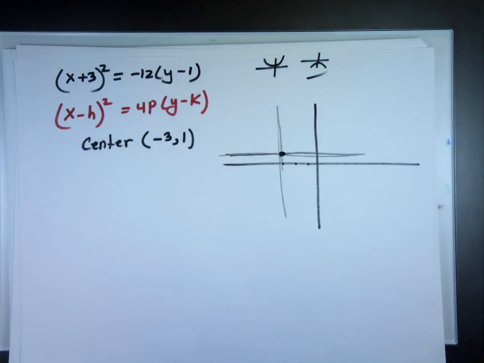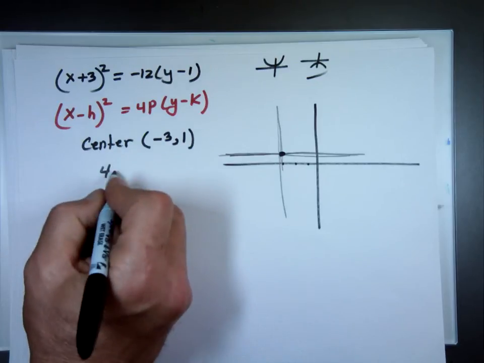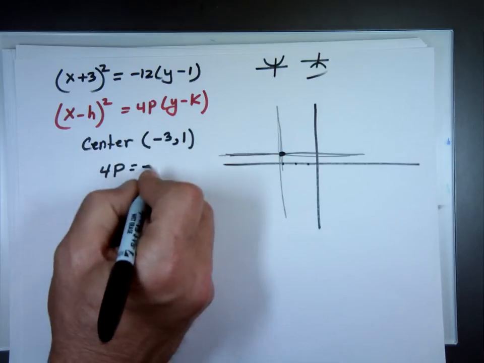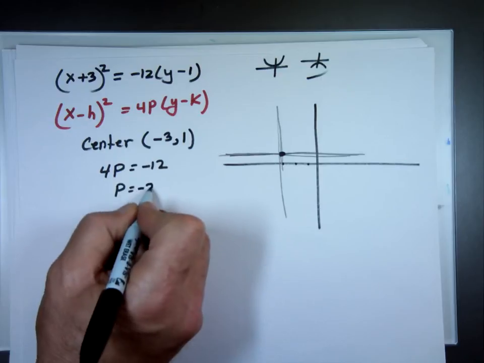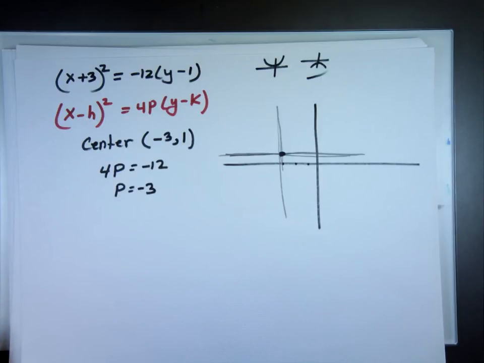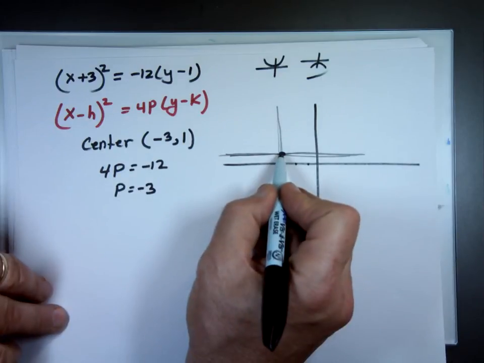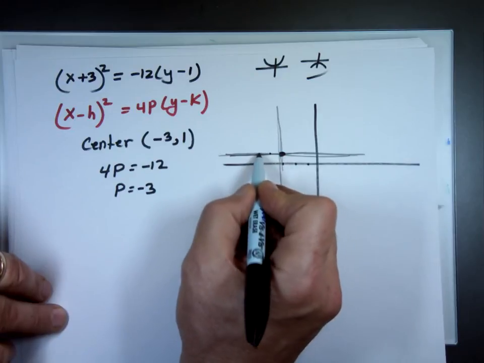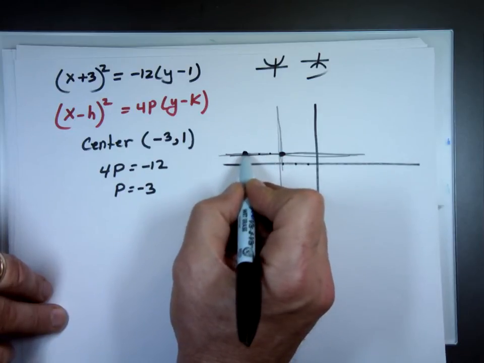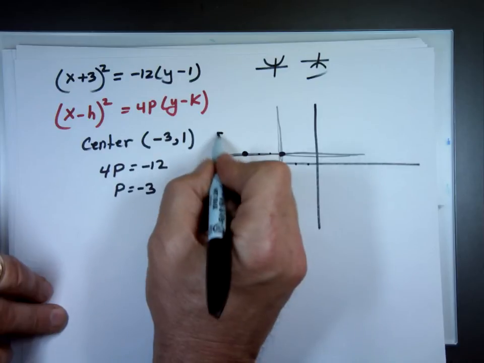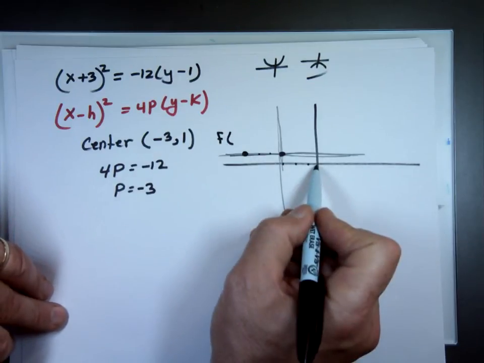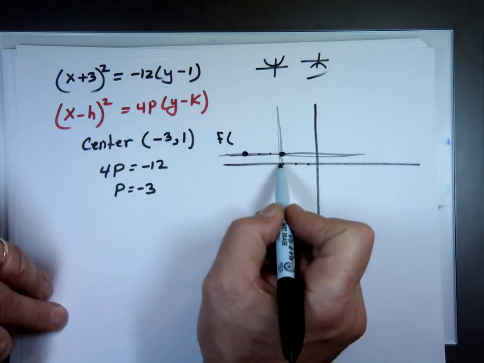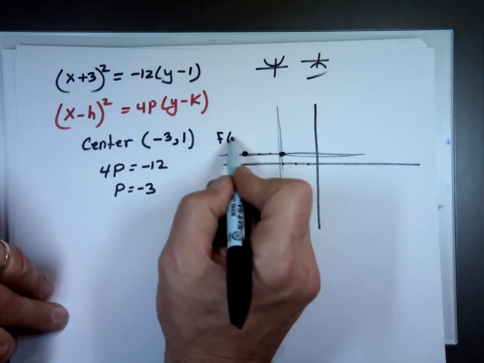Now, 4p equals what? Negative 12. p equals negative 3. It's opening to the left. So the focal point is going to be 1, 2, 3 to the left. That's where p is. That's the focal point. So if this is the origin, what is it? Right here. 1, 2, 3, 4, 5, 6. That's negative 6, comma 1, right?